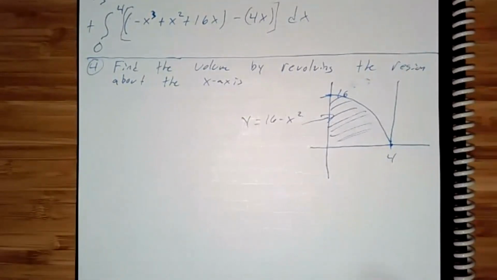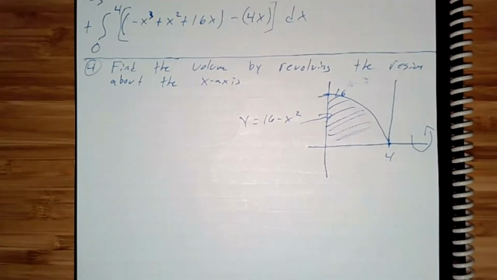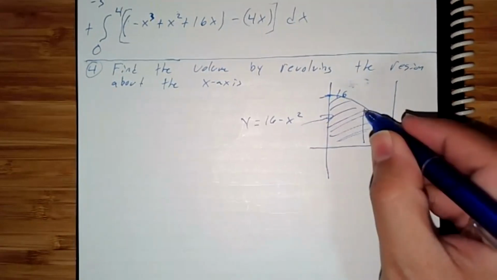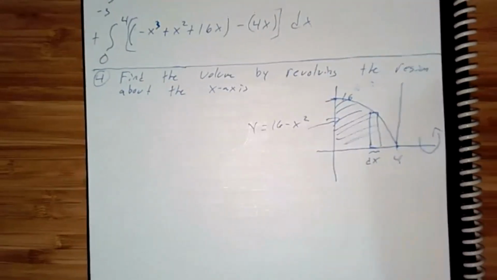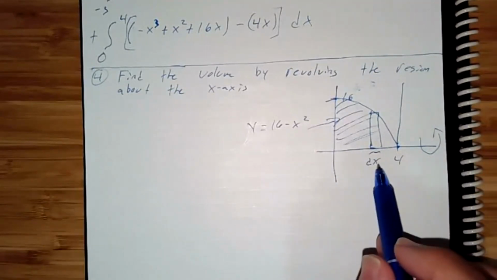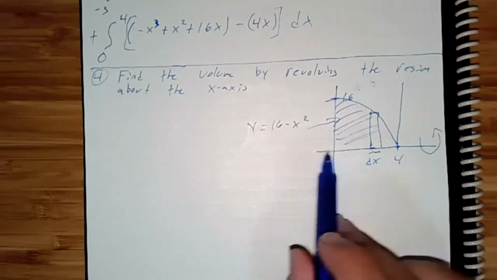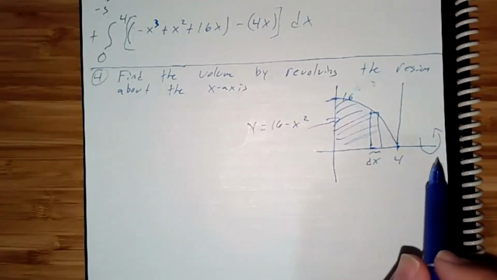Okay. So we're revolving about the x, so we're going this way, right? What is the easiest way to slice? Horizontal. Yeah, we want to go horizontal because we already have it solved for y. So that will let us do dx. The thickness always determines the variable. So thickness of dx, so I'm going to be moving along the x to make my rectangles to do the volume.